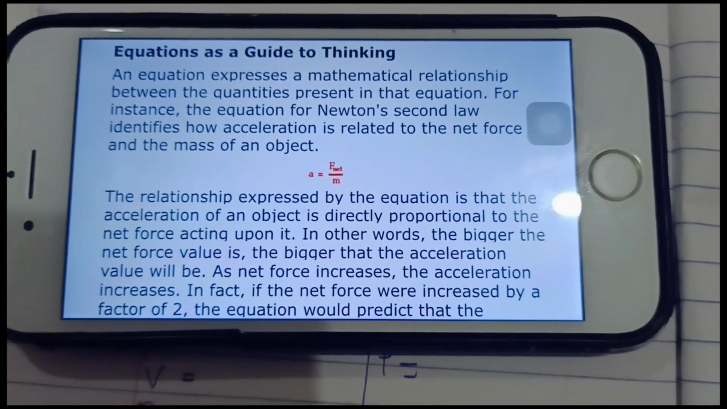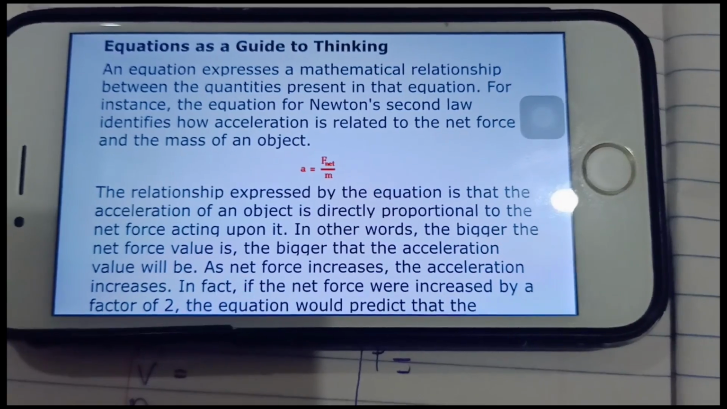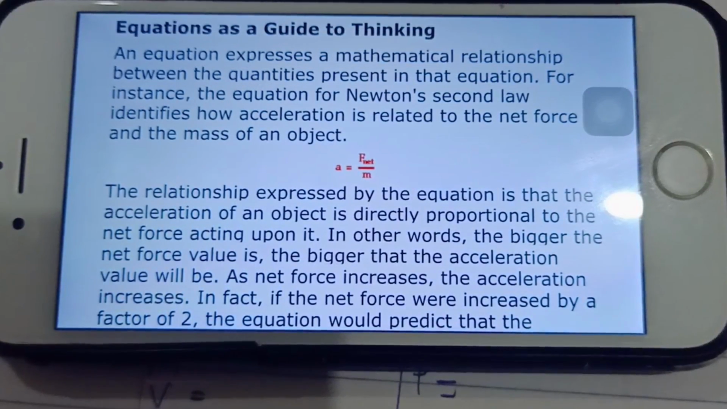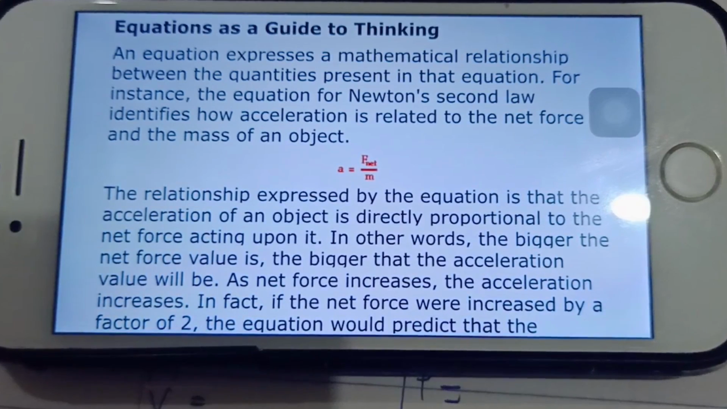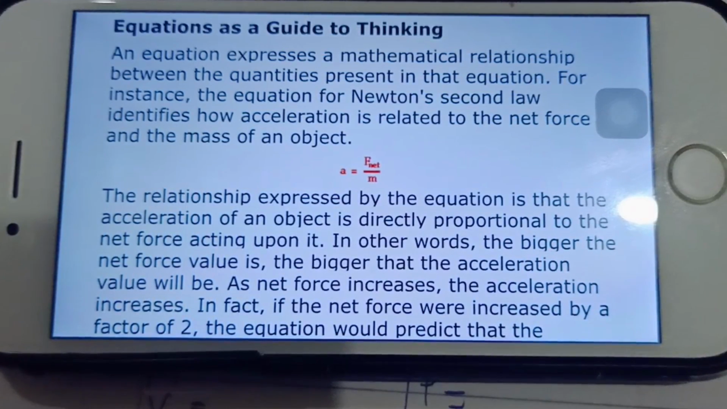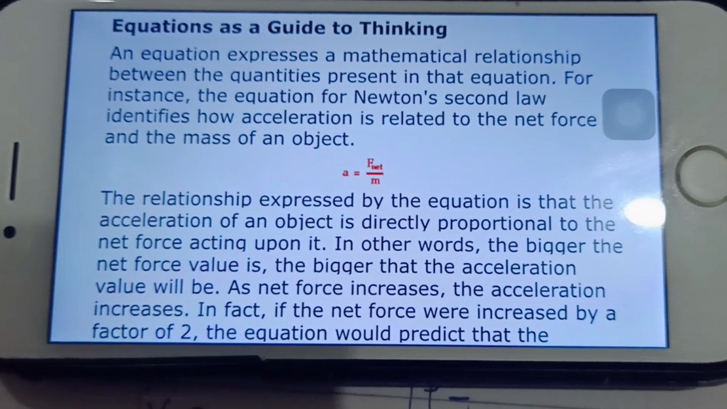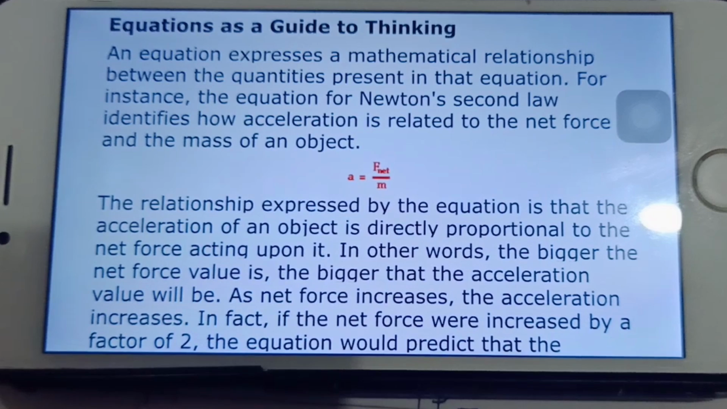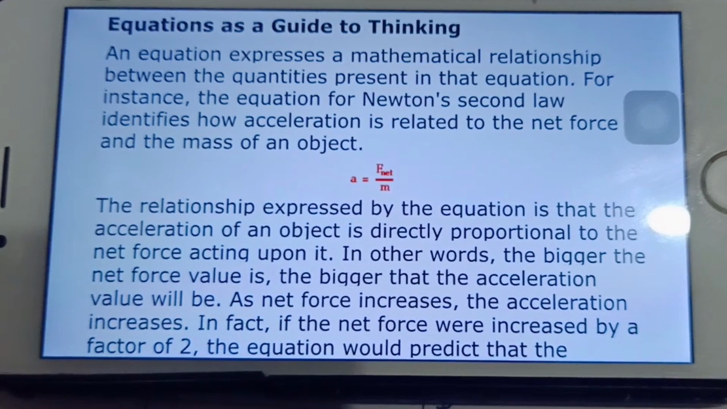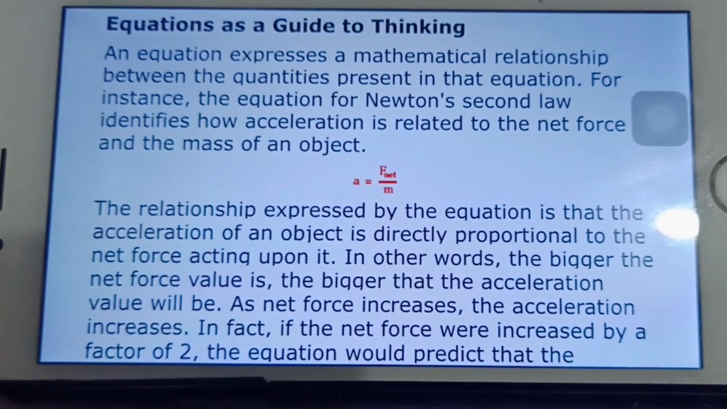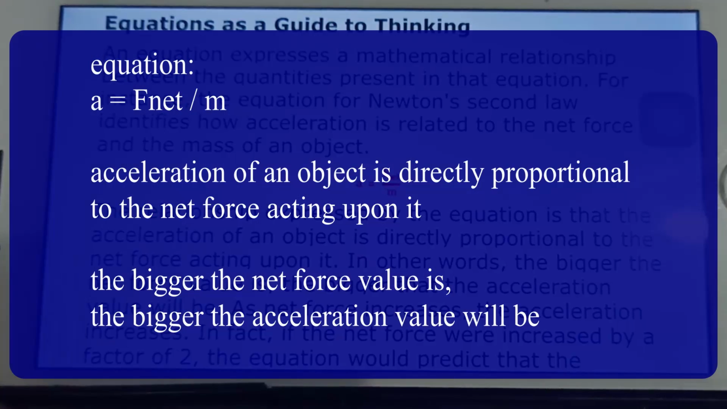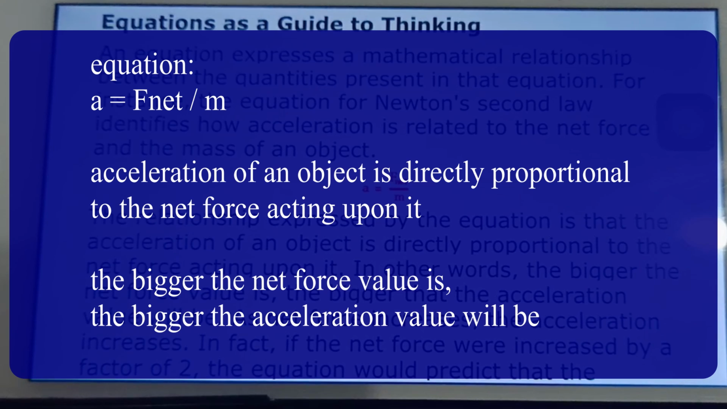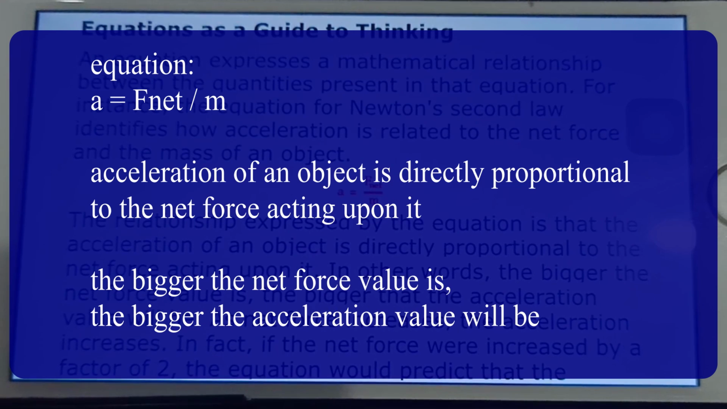Equations as a guide to thinking. An equation expresses a mathematical relationship between the quantities present in that equation. For instance, the equation for Newton's second law identifies how acceleration is related to the net force and the mass of an object. a equals F net over m, or acceleration equals net force over mass.